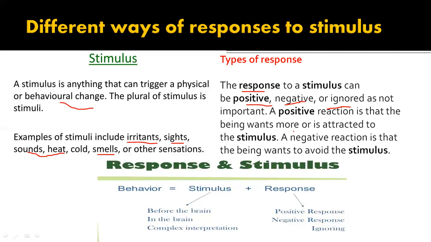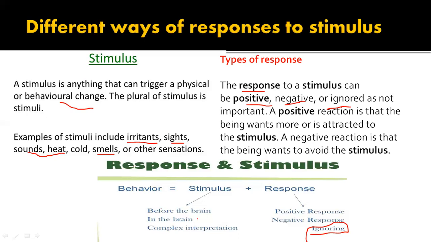Negative reaction is when any being wants to avoid the stimulus. For example, if a person is facing a bad odor, or a sour taste, or rotten food getting into their mouth, they avoid that stimulus. That is a negative reaction. One more response can be ignoring. Sometimes a child ignores the parents' orders, and the dog pays no attention to the sounds coming from the television, but kids watch it interestingly. So that is positive for the kids, but ignoring for the animals or dogs.